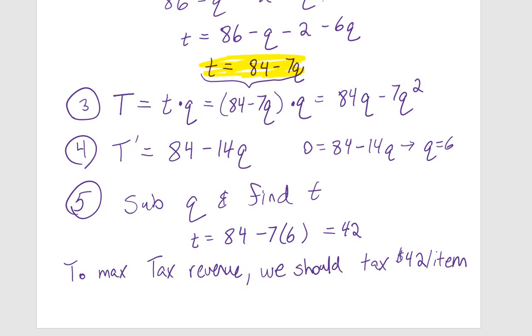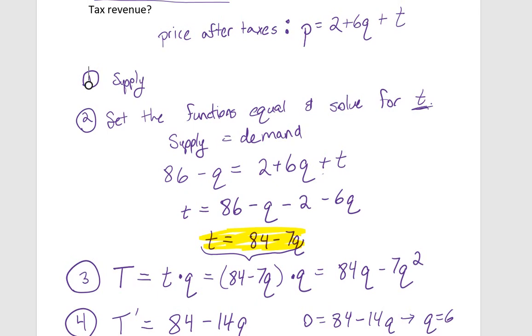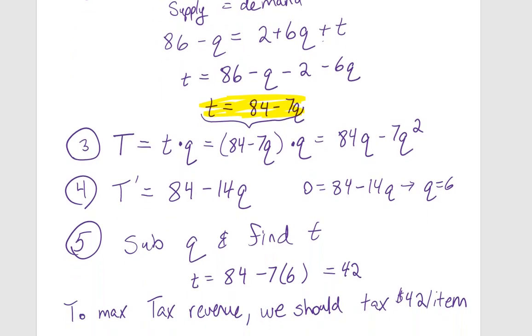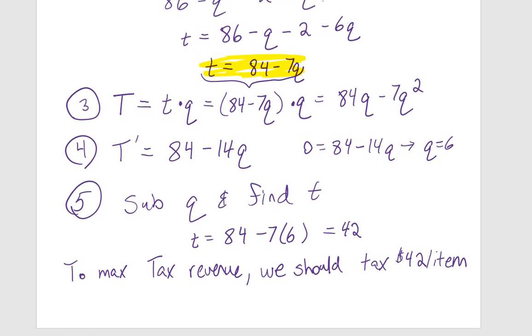So it seems like a lot, but remember, there was a reason for every single step, and it's pretty formulaic, which means that you're going to go step by step and complete every step just like you saw it here. So don't forget. Supply, add the t to it, set the functions equal, your supply and demand, and solve for t. Multiply t times q so that you get the total amount of tax revenue. Take the derivative to find where it's maxed. Use that q to find your t.